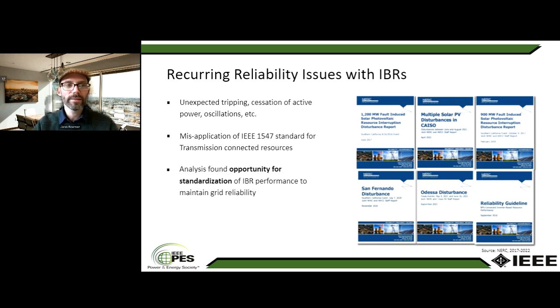Now, in addition to that, NERC has identified recurring reliability issues with inverter-based generation that include unexpected tripping, momentary cessation of active power, and power oscillations. Some of those can be potentially attributed to misapplication of another IEEE standard, namely IEEE 1547, that was written for inverter-based resources and synchronous generators connected to the distribution system. Now, those requirements are not necessarily applicable to transmission-connected resources. And that was one of the gaps that IEEE 2800 is trying to fill.